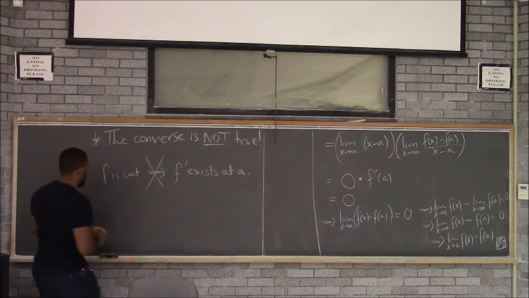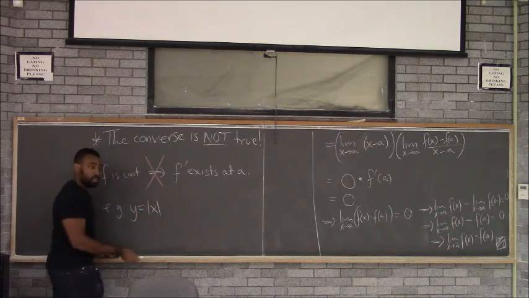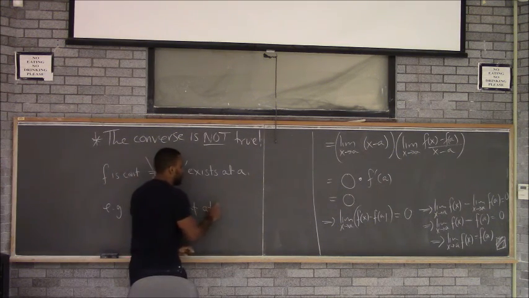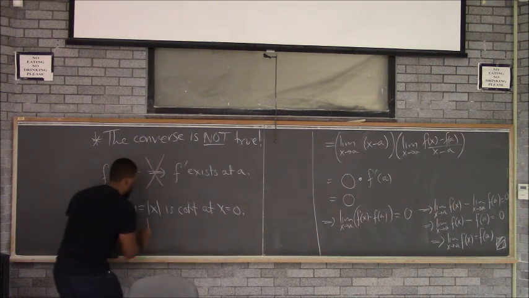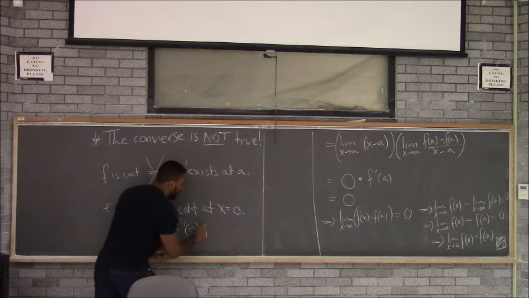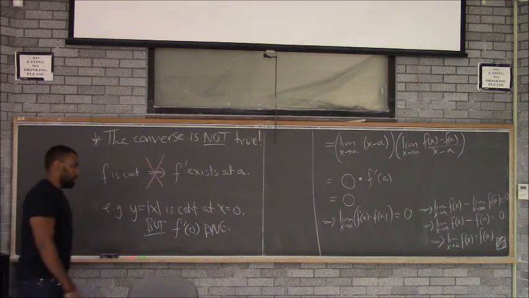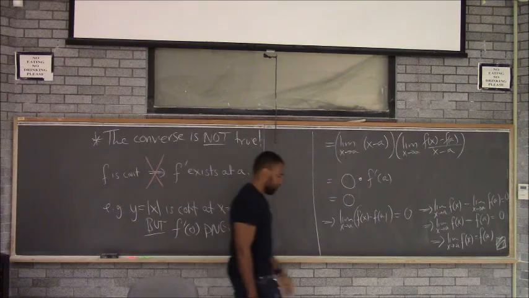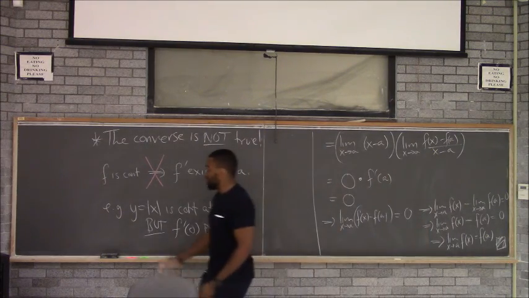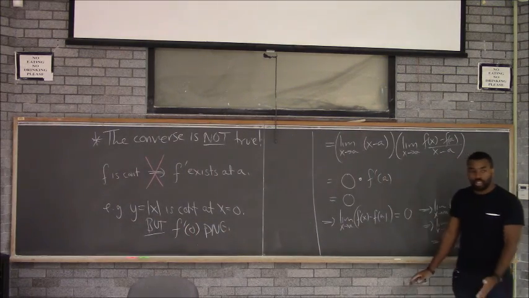We actually did an example here. y equals absolute value of x. Right? I just showed you. That's continuous at x equals 0. But f prime of 0 does not exist. So you need to be continuous to have a shot at the derivative existing, but you can be continuous and the derivative still doesn't exist.